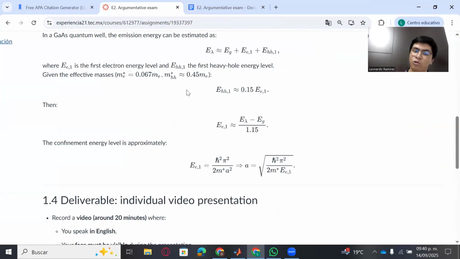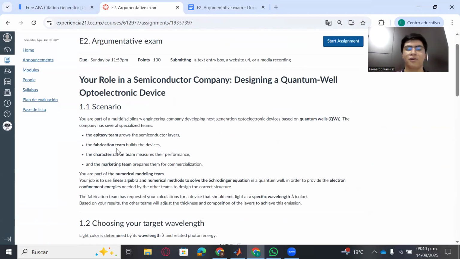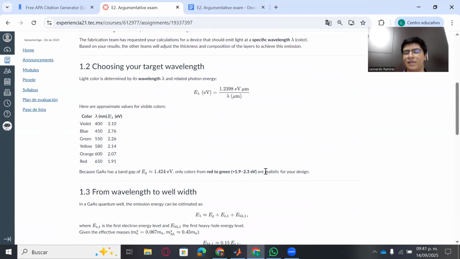So our role in the semiconductor company ends here. Now we have, of course, to give this information to the following teams: the epitaxy team, the fabrication team, the characterization team, and the marketing team. But basically, our job is done right here. And we are finally glad with our results because they match different approaches and they are being used in a realistic way. And we know that our design is possible.